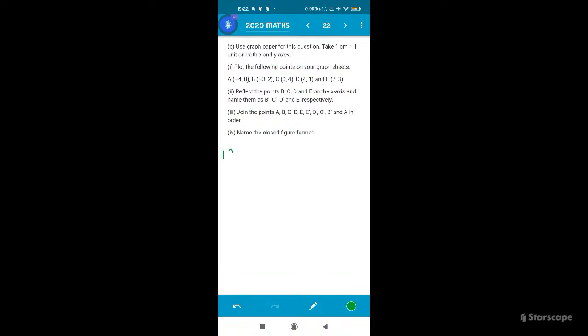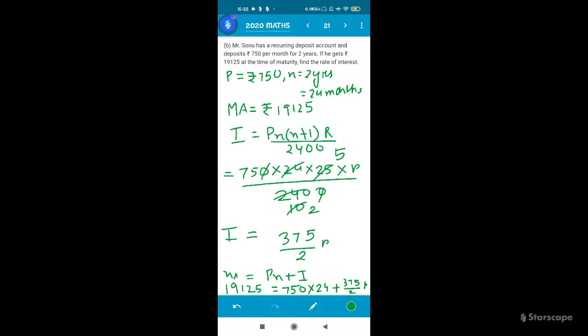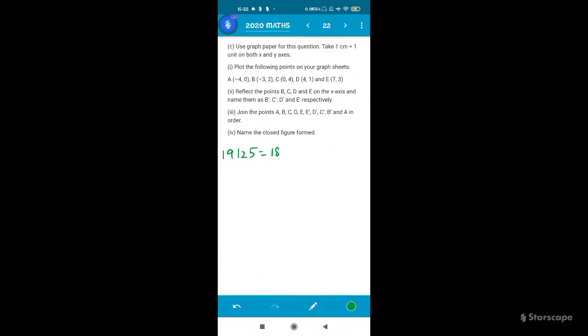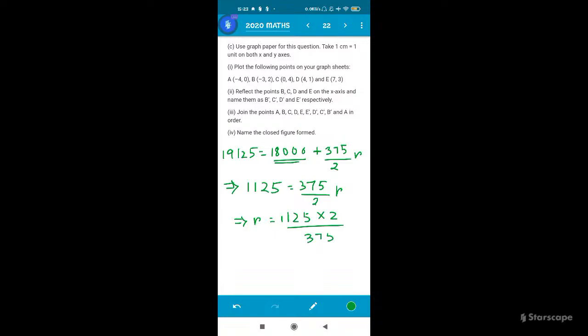So we have 19125 is equal to, if you multiply 750 into 24, you are going to get 18,000. So 18,000 plus 375 by 2R. So from here, if you take the 18000 to the other side, you will get 1125 is equal to 375 by 2R. So the value of R will be 1125 into 2 divided by 375.